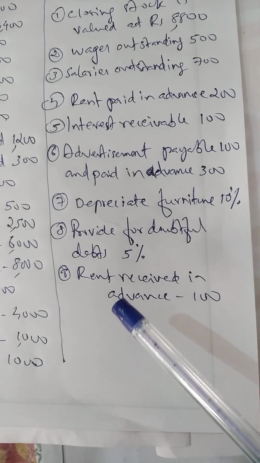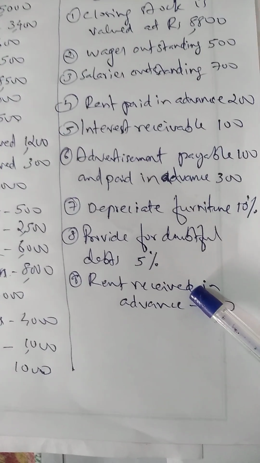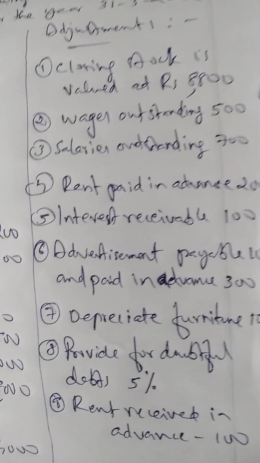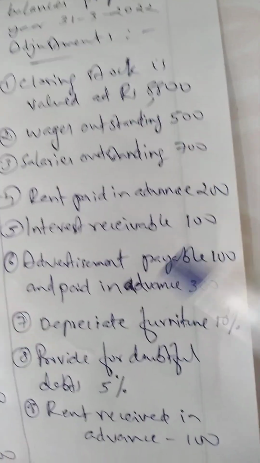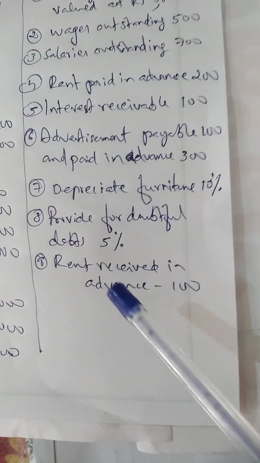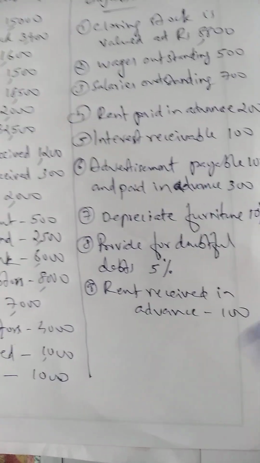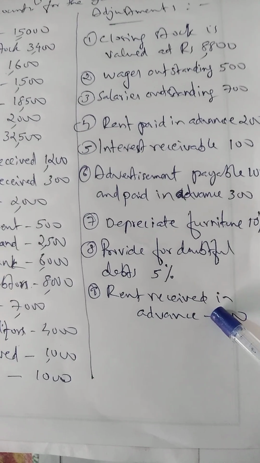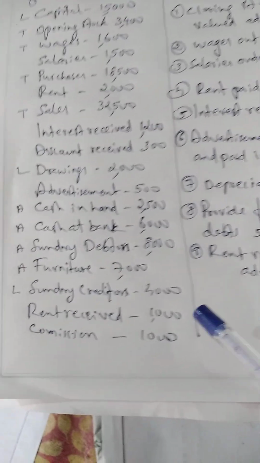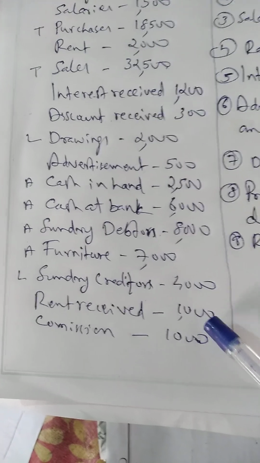There is one more item, rent received in advance. Rent received means it's an income, isn't it? So income received in advance. Expenses paid in advance were already discussed, like rent paid in advance and advertisement paid in advance. Here is the opposite item, income received in advance. When income received in advance is there in the adjustment, it should be deducted from the concerned item. Here, the concerned item is rent received.